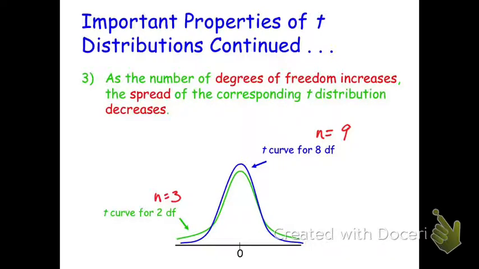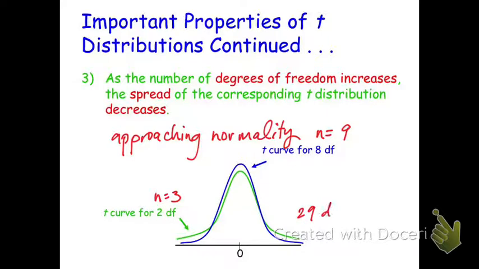So basically, when your sample size is increasing, therefore your degrees of freedom is increasing, your T distribution is getting taller and skinnier, and it's approaching normality. Degrees of freedom is just n minus 1. It's just approaching this. And when you get to 29 degrees of freedom, then it's normal, because you have a sample size of 30.